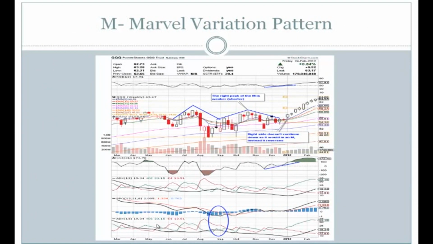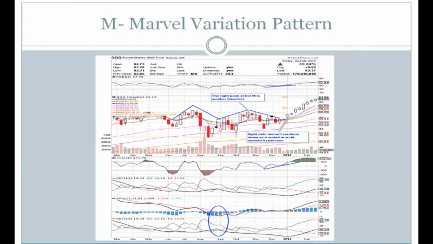Now this is the Marvel variation pattern, and right off the bat I'm going to show you what the difference is from the M pattern that we looked at earlier. You have your left peak of the M, and this group of candles right here is the middle of the M. It's climbed back up, and it almost touches or gets as high as this left side, but not quite.